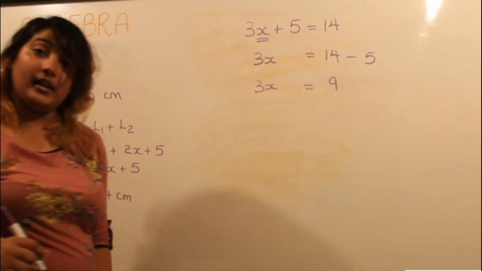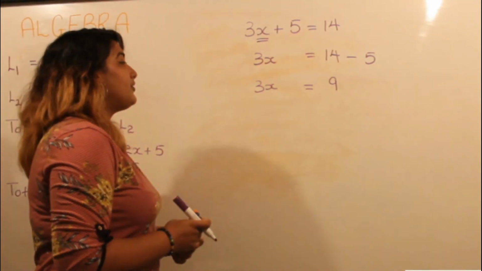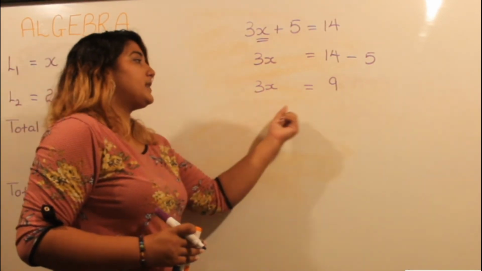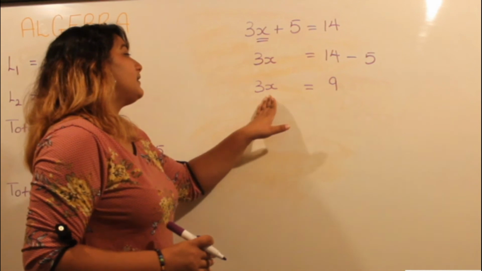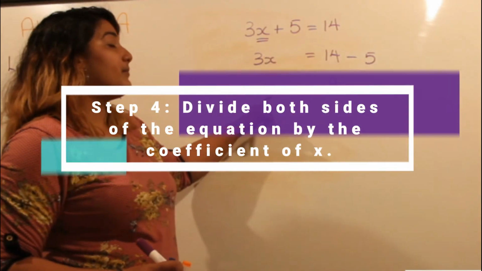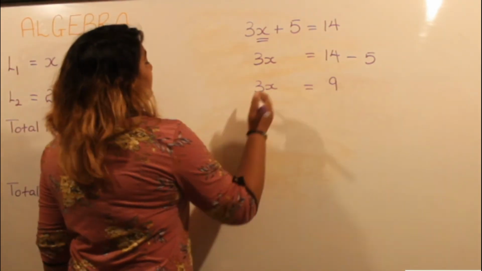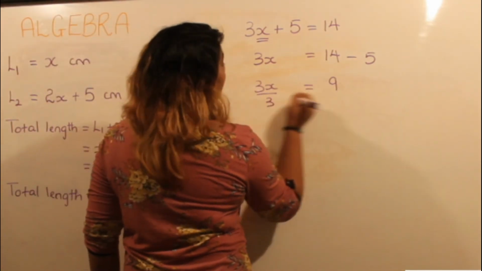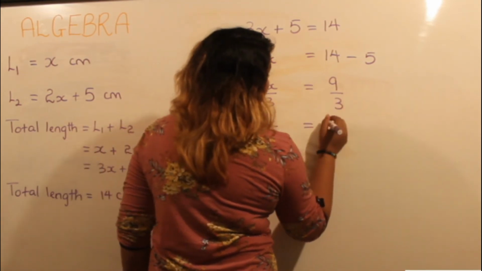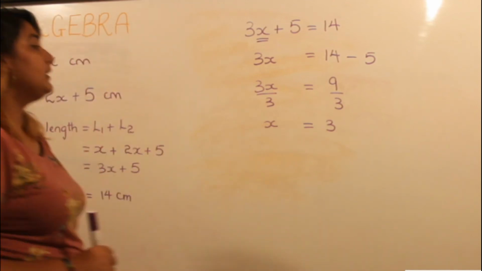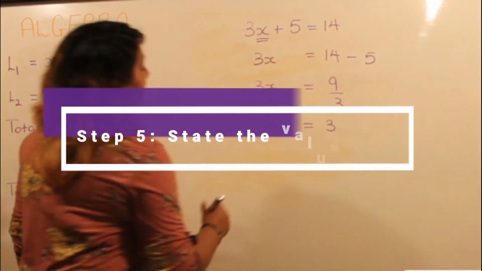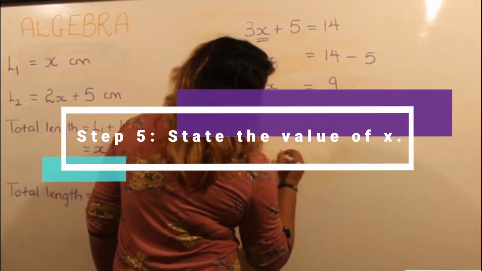Now what do I do from there? Again, for the transposition, we want x as the subject. If 3 times x is 9, then to solve for x, I have to divide both sides by 3. Alright? So for products, we divide by the coefficient in order to solve for x. And x is equal to 3. Alright? So to state the length, L1 is equal to 3 centimeters.